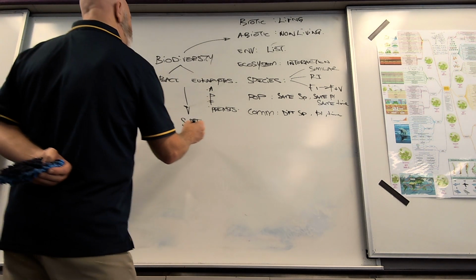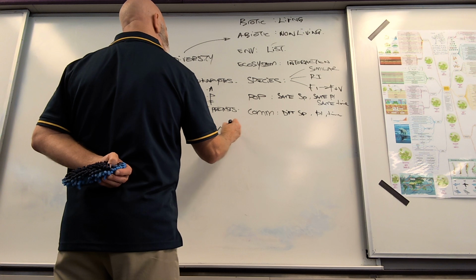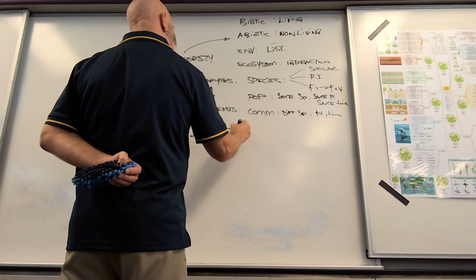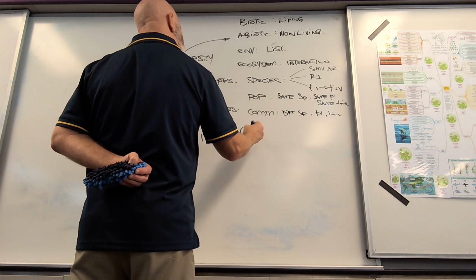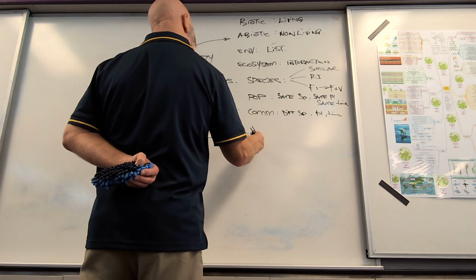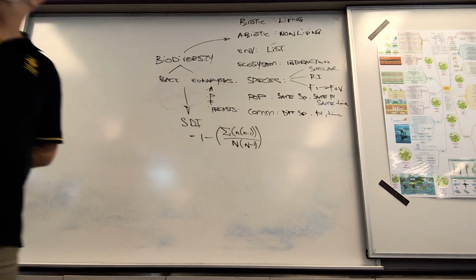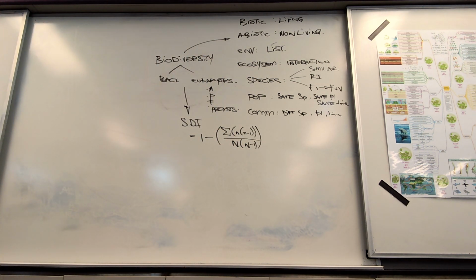Okay? So SDI equals 1 minus the sum of n times (n minus 1) divided by big N times (big N minus 1). It gives us a number between 1 and 0. Okay? We'll go through an example of Simpsons Biodiversity Index after we've finished here. Okay? All good?